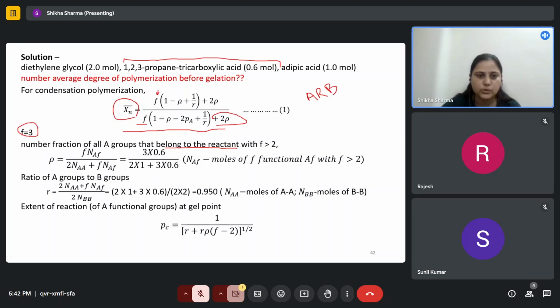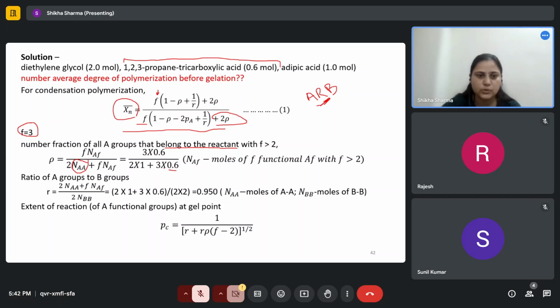So we are taking the functionality as 3, and also from this the R, which is nothing but the in-between one, which is here the propane tricarboxylic acid, which is having 0.6 as the mole. So we are taking NAF equals 0.6. So 3, which is functionality, multiplied by 0.6, divided by 2 into NAA, which is the number of moles of A, which we are taking as adipic acid, which is 1, plus 3 into, which is the functionality into NAF. NAF we have already taken as 0.6, right?